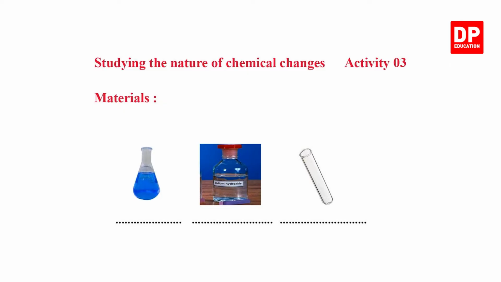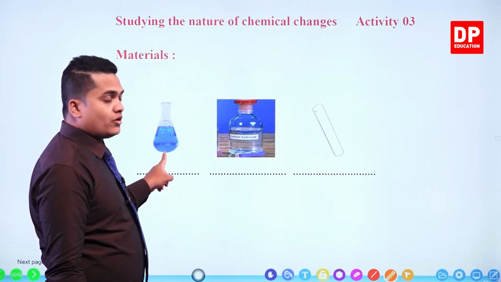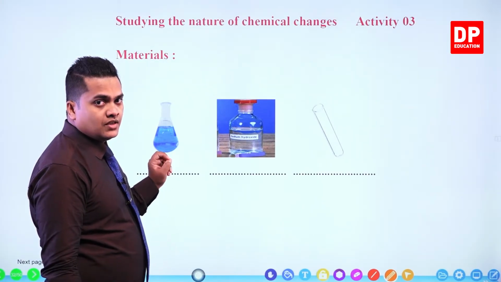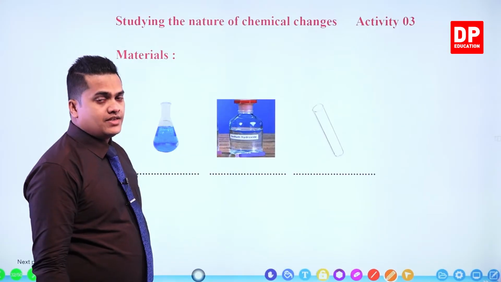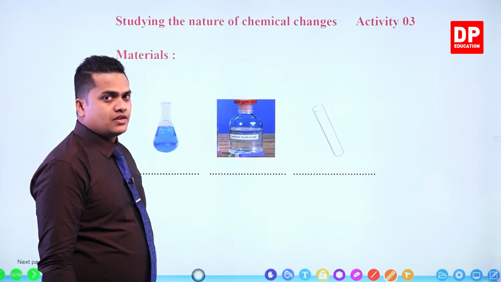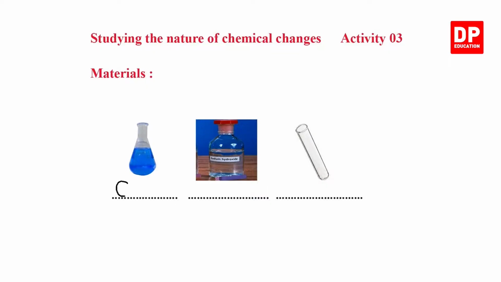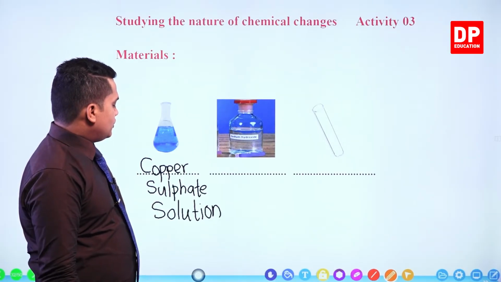Third activity, to study the nature of chemical changes. So you'll be needing these materials. Once again, here you can observe there is a blue color solution. Like in the earlier case, you could remember the blue color solution was copper sulfate. So once again, you'll be needing copper sulfate solution.